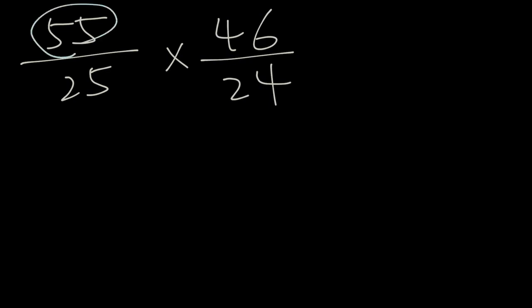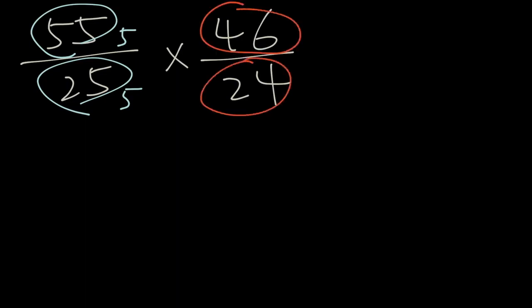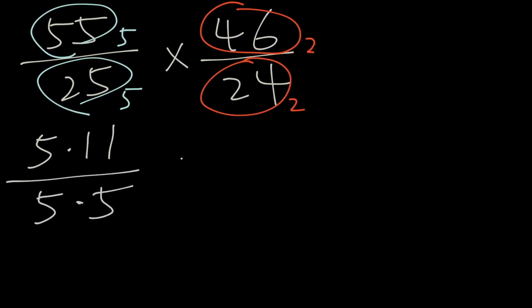I see that 55 and 25, they're both divisible by 5. And I also see 46 and 24 both divisible by 2. So we'll write out like this: 5 times 11, 5 times 5, 2 times 23, 2 times 12.